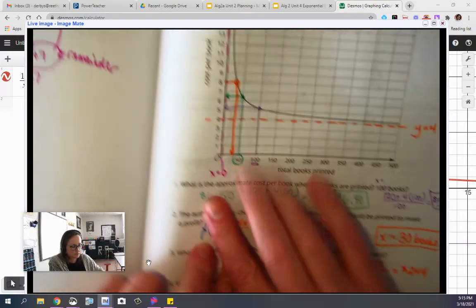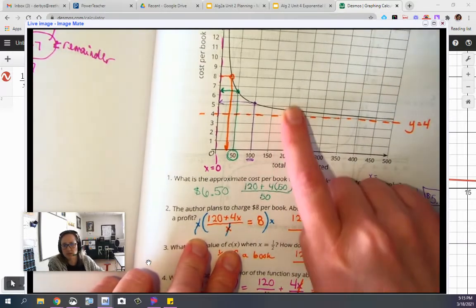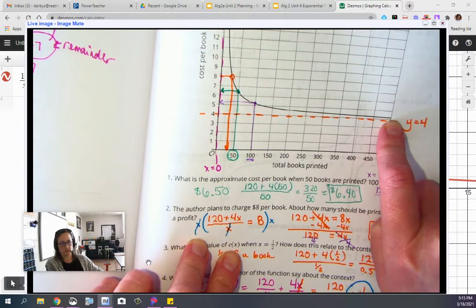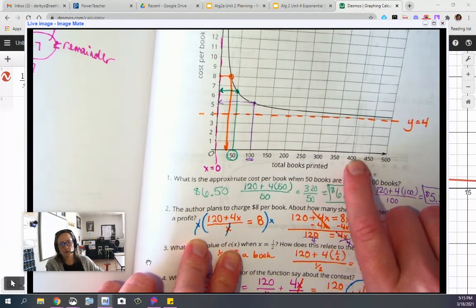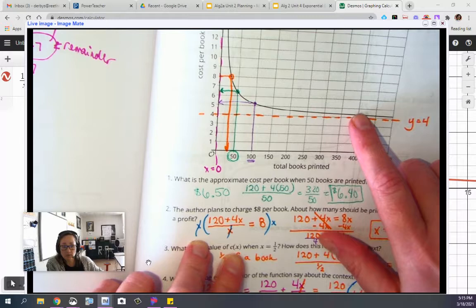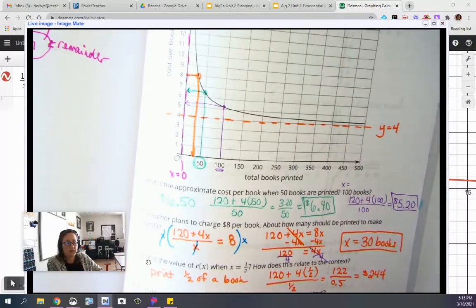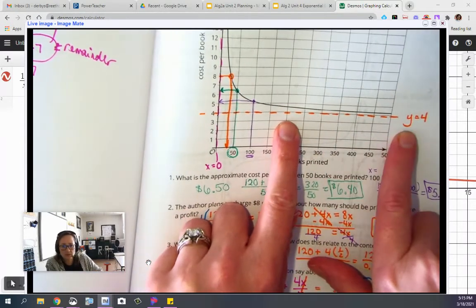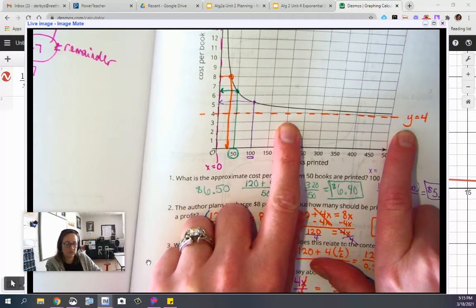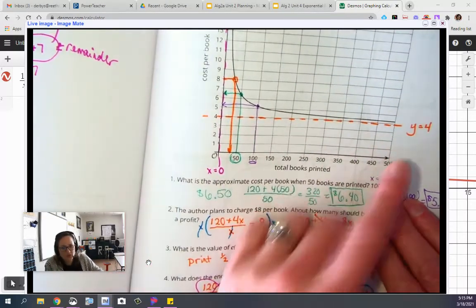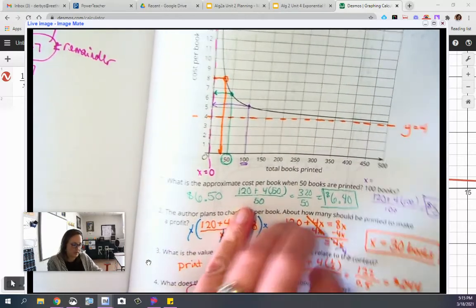This means that the more and more books that I publish, the closer and closer the price per book gets to $4 each. So if I start printing like 400 or 500 books, if I charged $5 a book, I would be making a profit. Now, this graph will never go below $4 per book. So even if I ordered like 10 million of these things, it would never go below $4 a book. I can't get it cheaper than that.